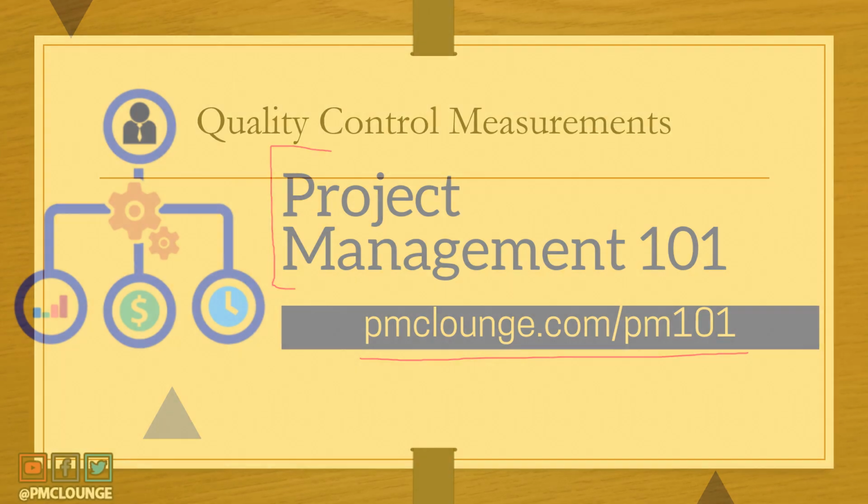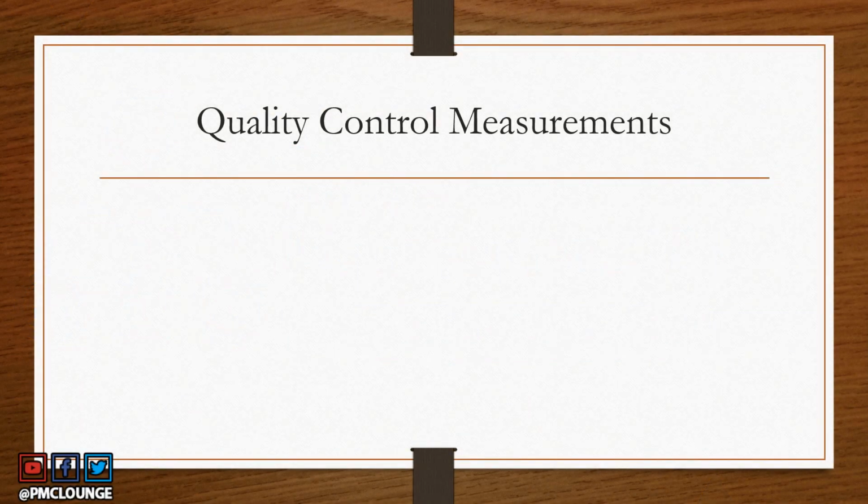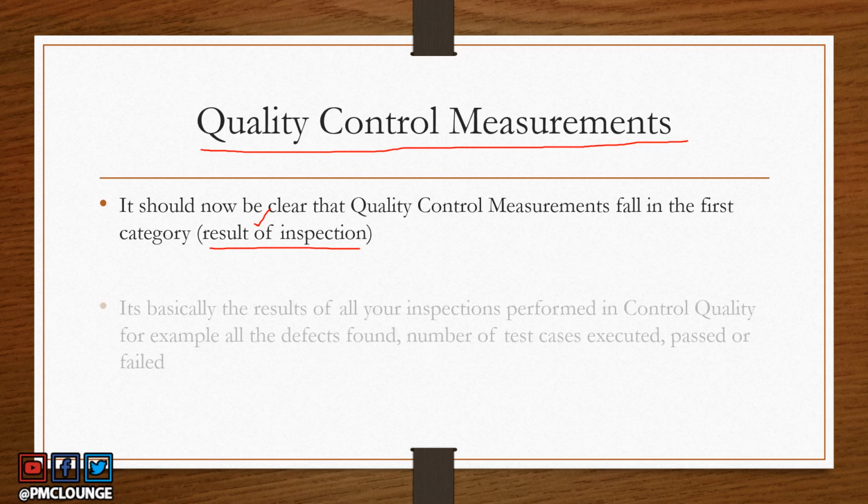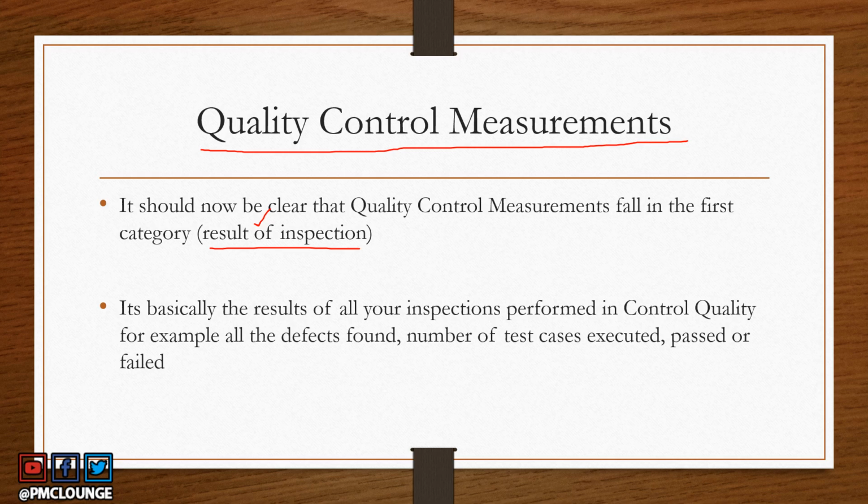All right, so let's talk more about quality control measurements. Now, we've talked about the two categories of outputs you can expect in the control quality process. And by looking at the name of this output, quality control measurements, it should be clear that it falls in the first category, which is the result of an inspection. So, what do you get when you're looking at results of an inspection? Of course, you're going to get defects found, and the number of test cases executed, passed or failed. These all are the result of an inspection, right?